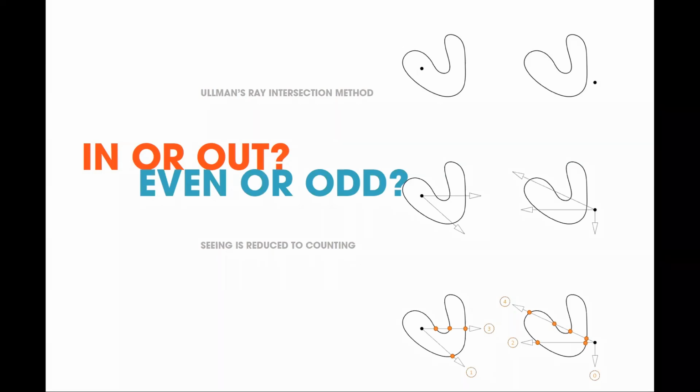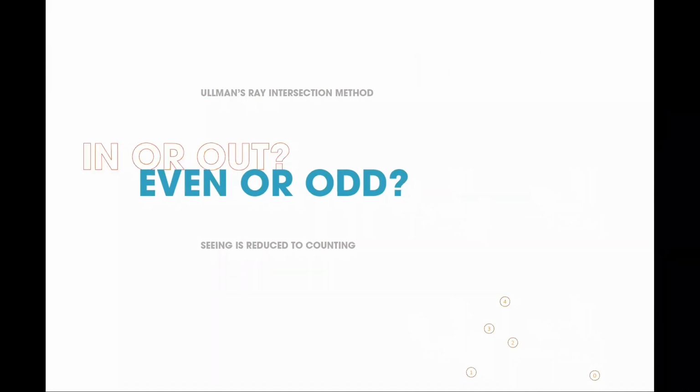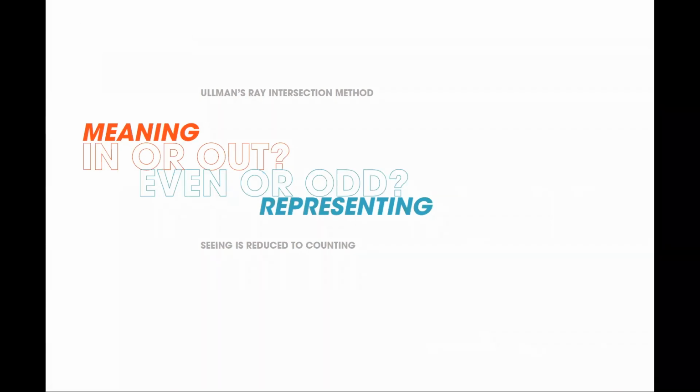So there's a shift here. The question of being inside or outside becomes the question of being an even or odd number. So suddenly we unsee. The human's vision is destroyed, it's not there anymore, and seeing is reduced to counting by the computer, so it can detect if the point is inside or outside. So we are looking into this kind of dichotomy.